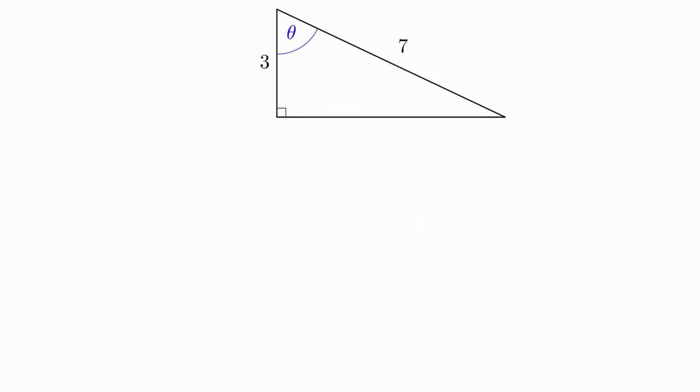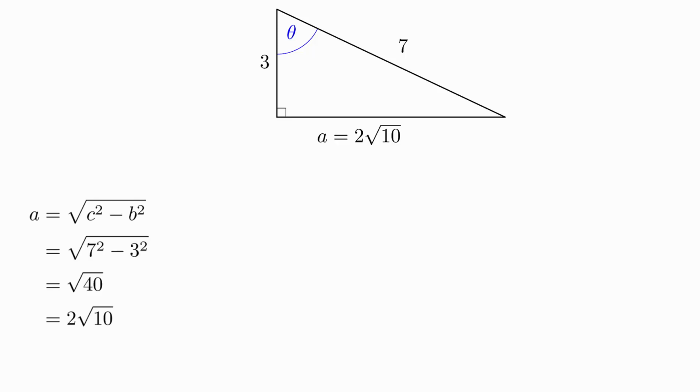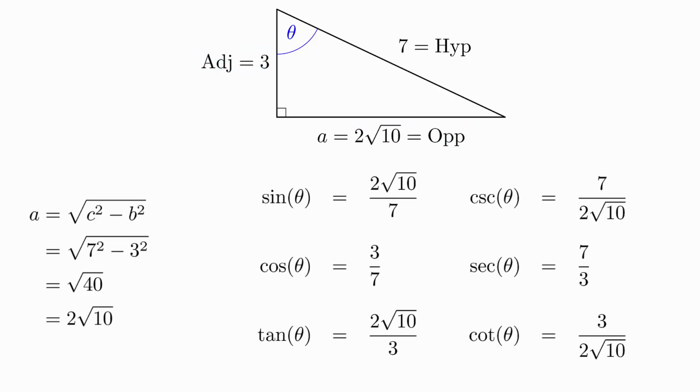For example, consider this triangle. We will label the unknown side a, and then using the Pythagorean theorem, we can determine that a is equal to the square root of 40, or 2 square root 10. Relative to the angle theta, this side is the opposite side, and this side is the adjacent side. And now we just match up the picture with the definitions.